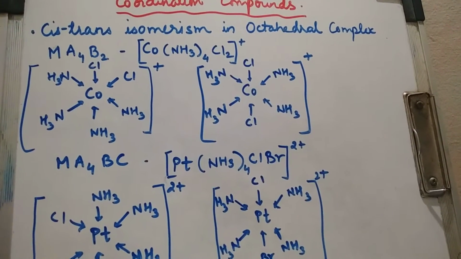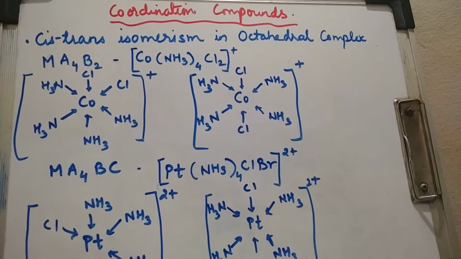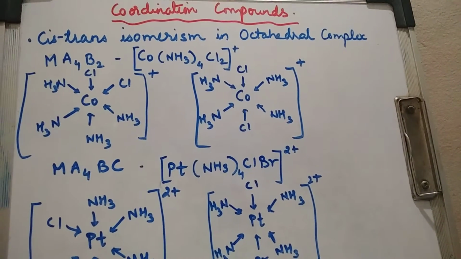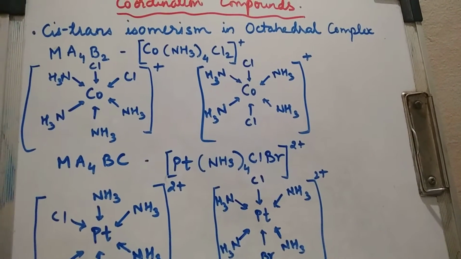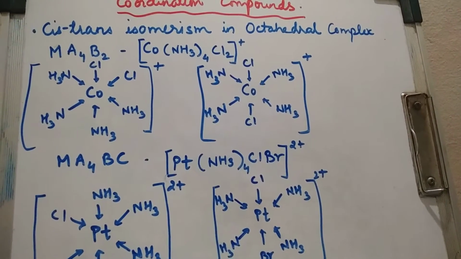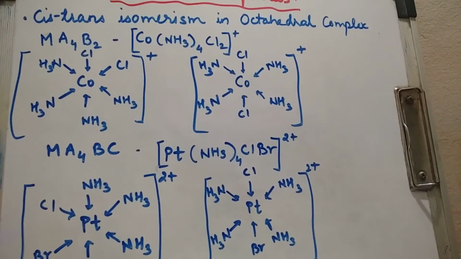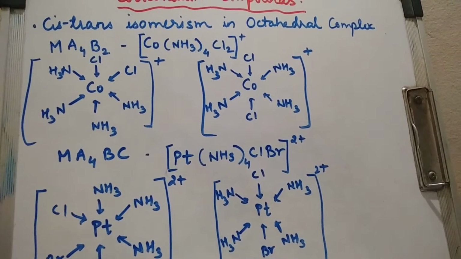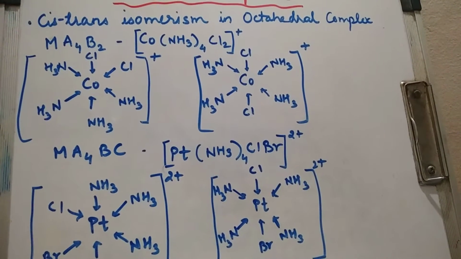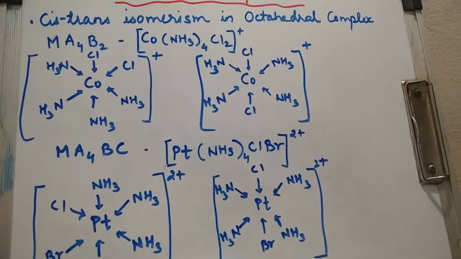So the first type that we can see here is MA4B2. M here stands for the metal. A becomes one type of ligand, which are 4 in number, and B becomes another type of ligand, which are 2 in number. So an example can be Co(NH3)4Cl2 plus. The whole charge on the complex is +1.